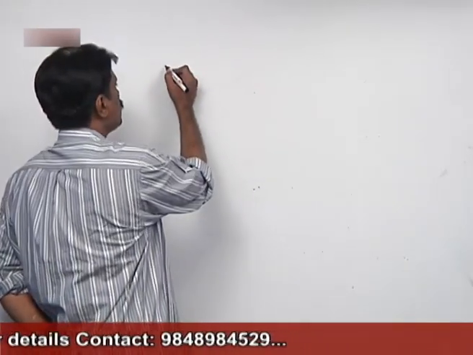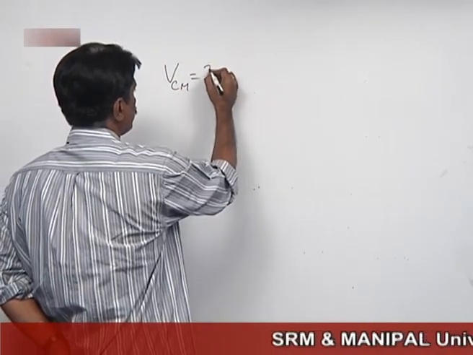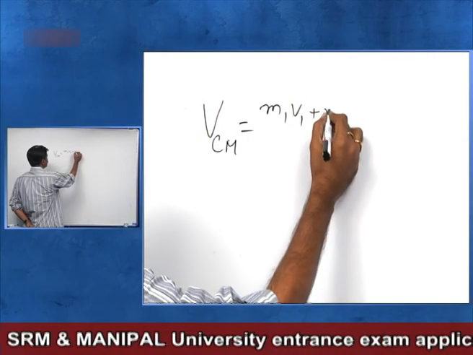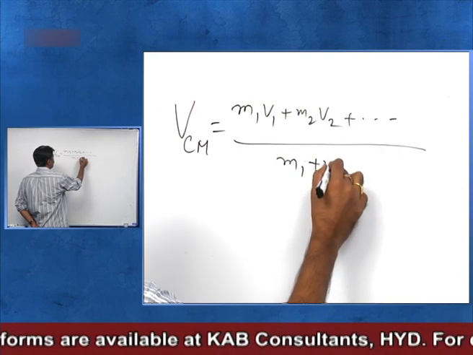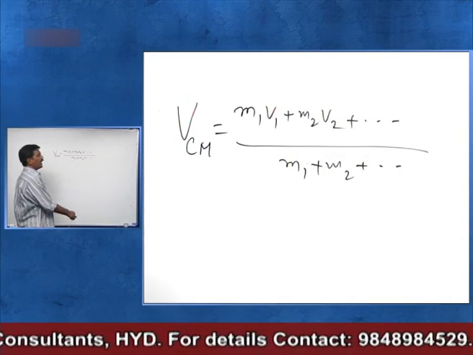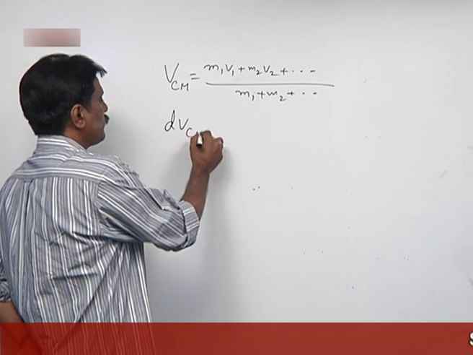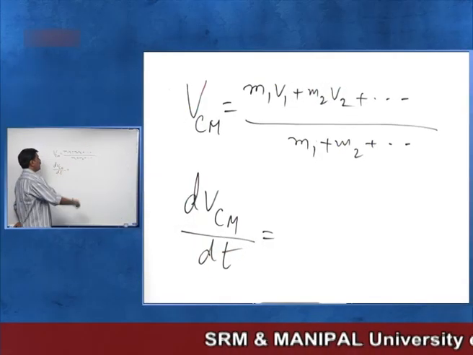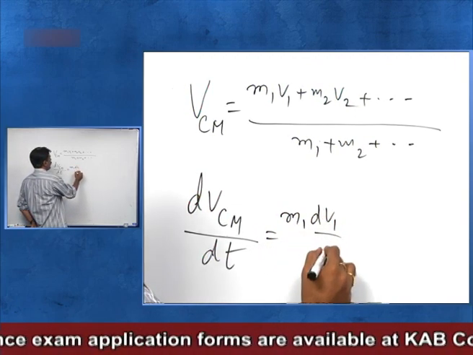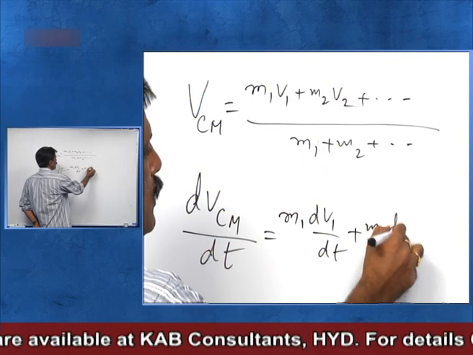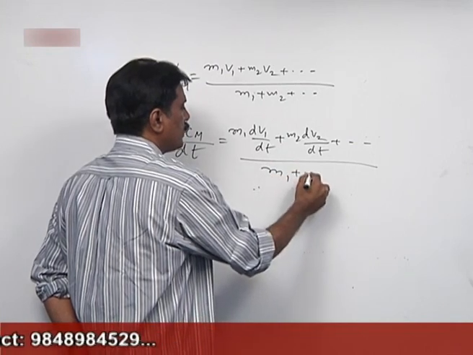Now let us choose the same equation. V center of mass is equal to m1 v1 plus m2 v2 and so on, by m1 plus m2 plus and so on. Again, let us differentiate this equation with respect to time. dVcm by dt is equal to m1 dv1 by dt plus m2 dv2 by dt and so on, by m1 plus m2 plus and so on.